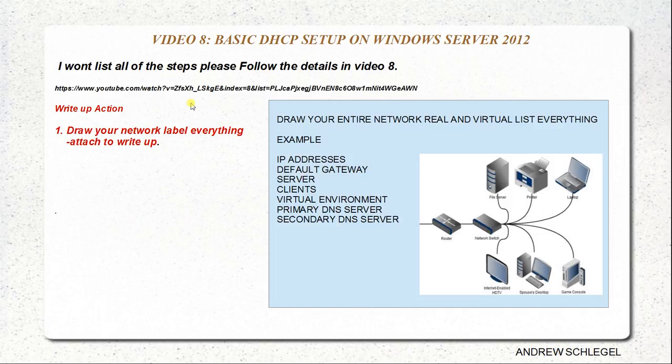Okay, so video 8, again, I won't list everything. Just define your network, okay? You're going to have a virtual network with your server and your client, and a virtual link, and then you're going to have maybe a printer and a router out to the internet, whatever you have. And include all your IP addresses, include your default gateways, servers, clients, virtual environment, primary DNS server, secondary DNS server. You should be able to do all of this at this point. I mean, this is just a small network. You should be able to provide IP addressing for it and know the names of everything.